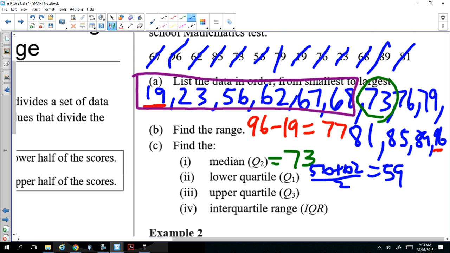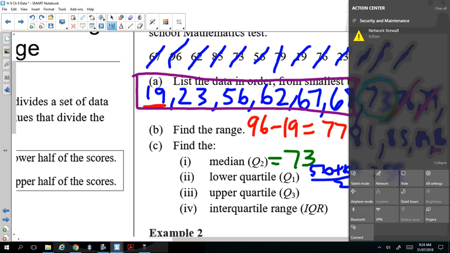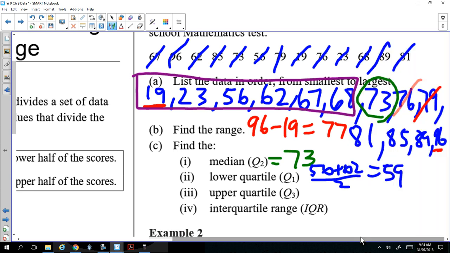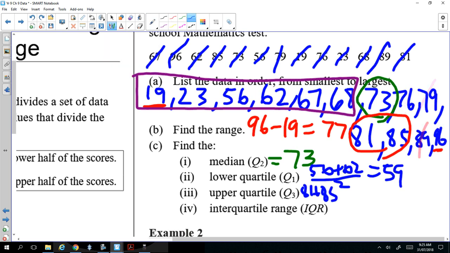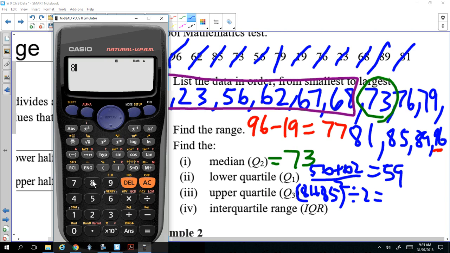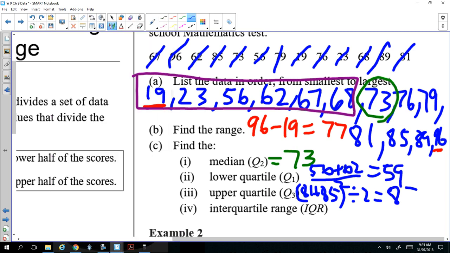Okay, let's find the upper quartile. You first use the magic pen again. So let's go first, last, first, last. So you've got these two left, 81 and 85. So you do 81 plus 85 divided by 2. What would that be? 83. That's the upper quartile. So remember to exclude the middle score.